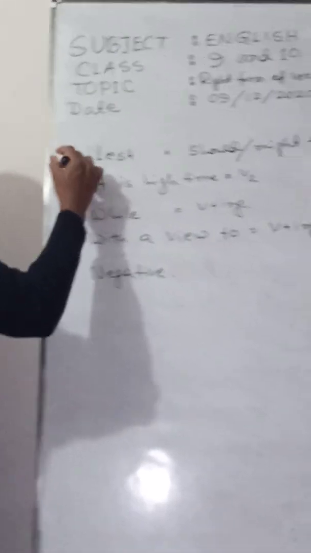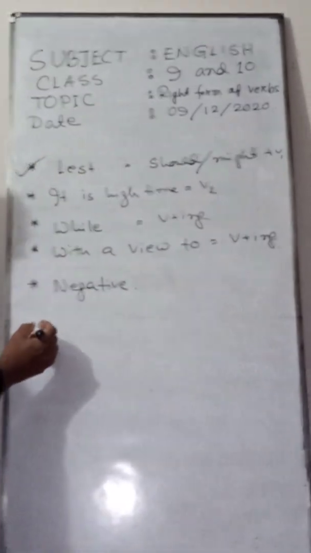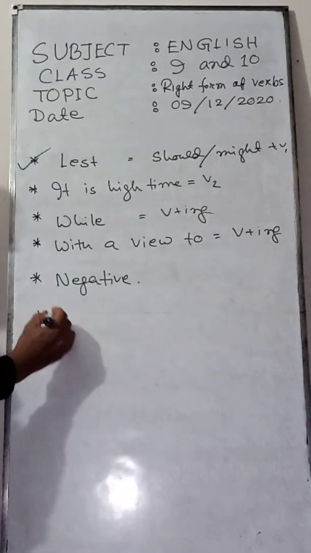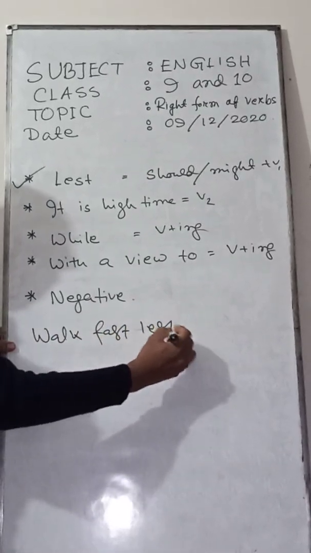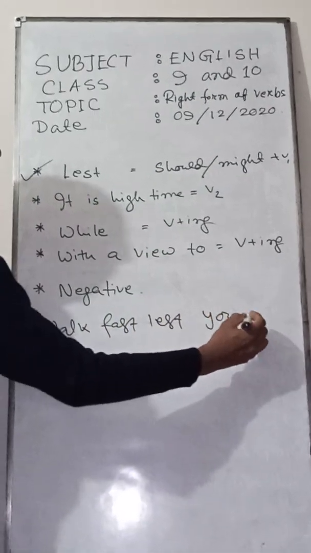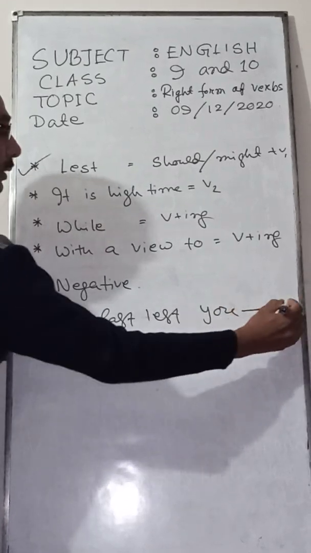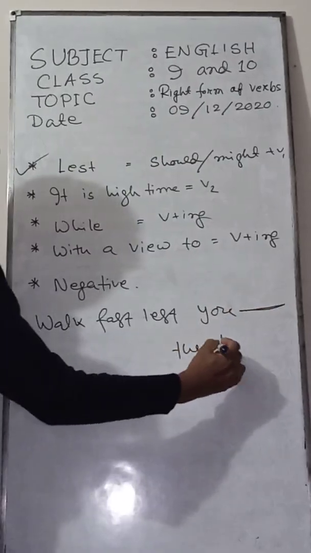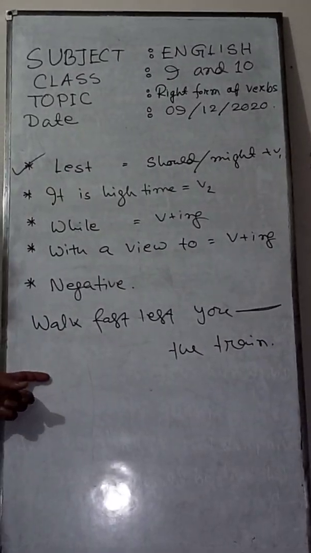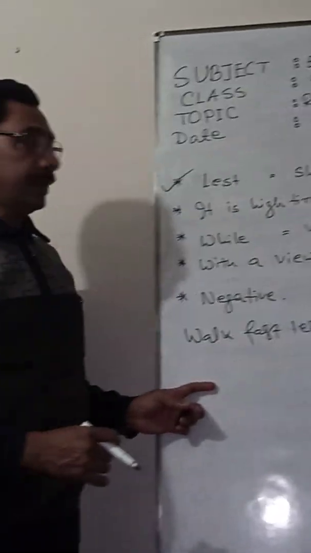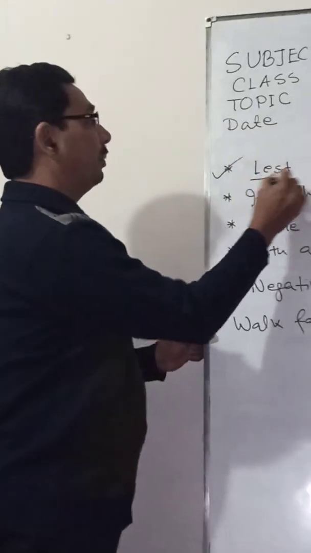And the first rule is lest. For an example, walk fast lest you miss the train. And this is a sentence with the structure of lest.